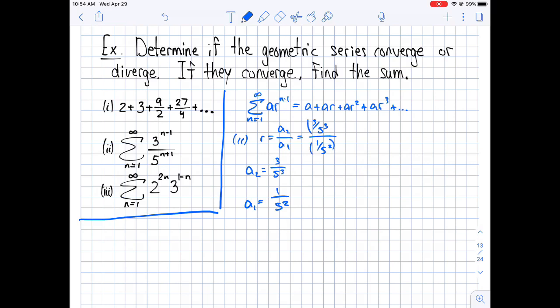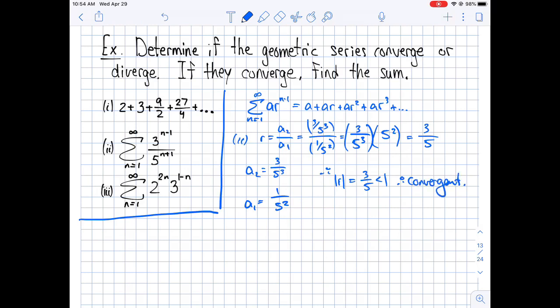There's going to be just a little bit of algebra here as we simplify it. So we have this complex fraction. Let's rewrite it: 3 over 5 to the 3 multiplied by 5 squared. So we can simplify this fairly nicely. We end up with 3 divided by 5. That is our common ratio. So again, the absolute value of r is 3 over 5, which is less than 1, and so this one is going to be convergent.